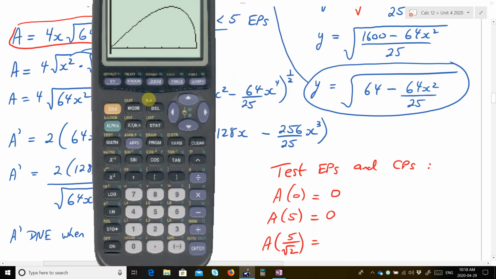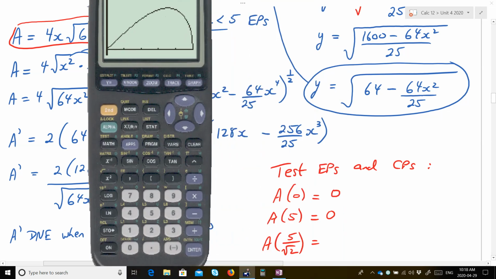Okay, good. So this is area versus x values. You can see that the area is 0 when x is 0, right over here, and the area is 0 when x is 5. And so let's go and plug in the value 5 divided by the square root of 2, and we get an area of 80. Awesome.